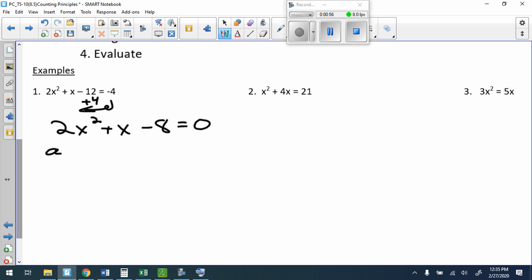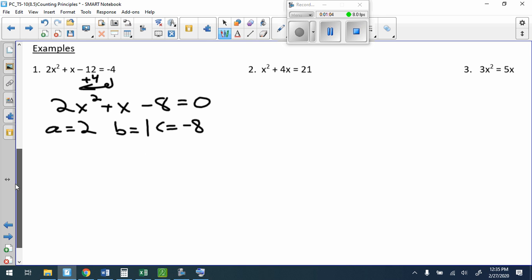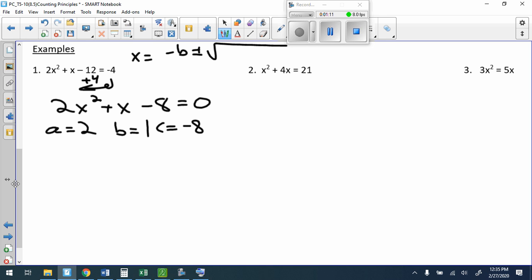Now the formula is full of the a, b, and c. So a is 2, b is 1, and c is negative 8. So what I do now is I chunk together parts of the formula: negative b plus or minus the square root of b squared minus 4ac, all over 2a. And I'm going to color code it for this example. I'm going to do negative b. That would be negative 1. Then I do this whole part.